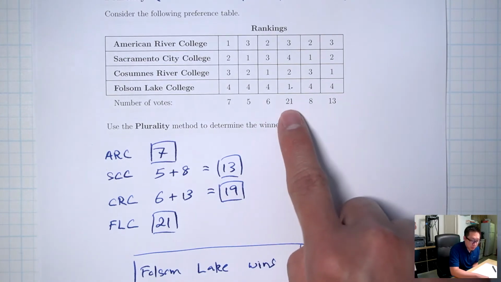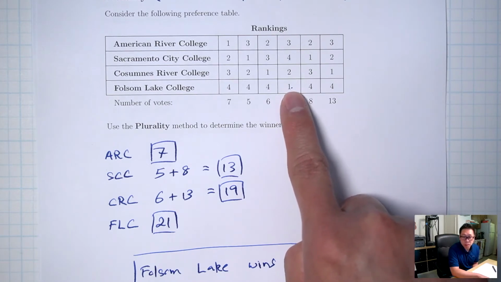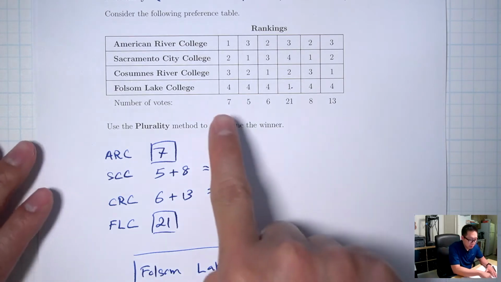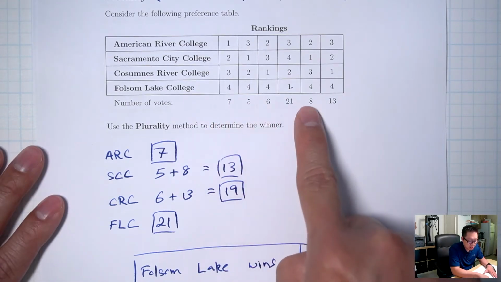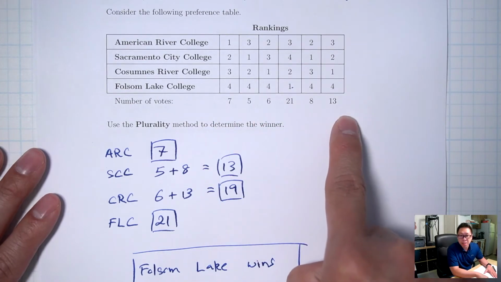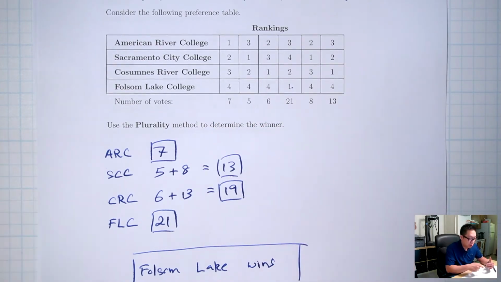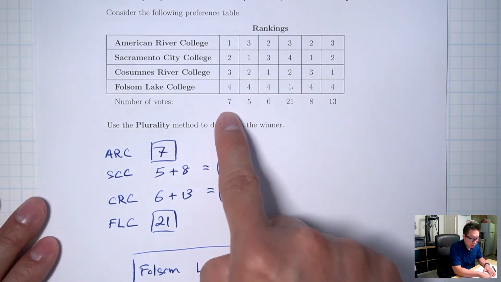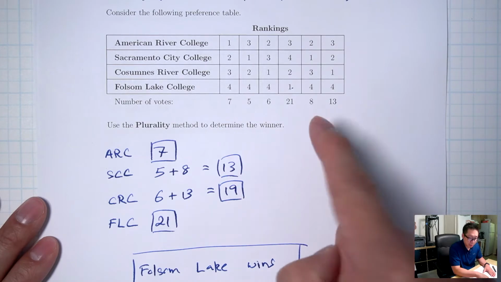So these 21 people voted Folsom Lake first place, but what about everybody else? Notice that everybody else, these 7, these 5, these 6, these 8, and these 13, they all voted Folsom Lake last. So although Folsom Lake won, for these other people, which is 7 plus 5 plus 6 plus 8 plus 13, how many is that?